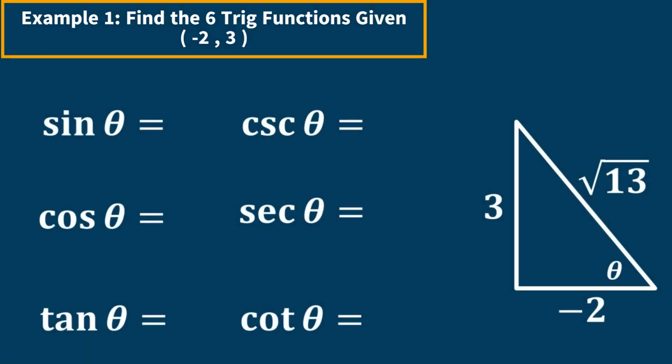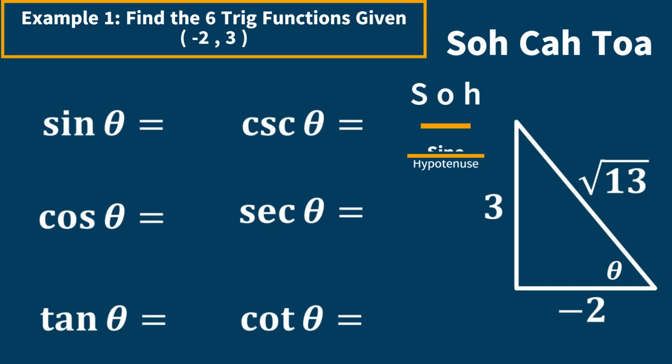Taking a look at this screen, I just drew the triangle on the right side with the values that we found. So let's go ahead and use our memorization trick by using SOHCAHTOA to find our trig functions. Let's first start with SOH. SOH is sine is equal to opposite over hypotenuse.